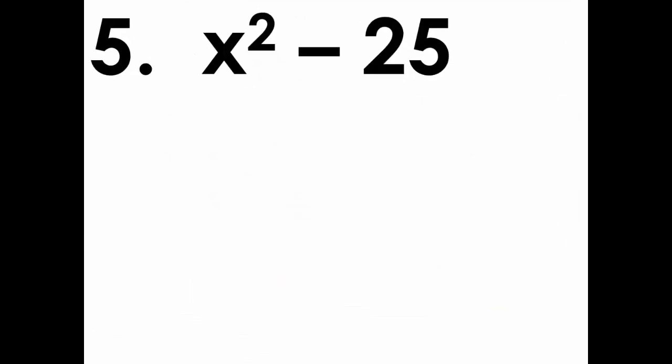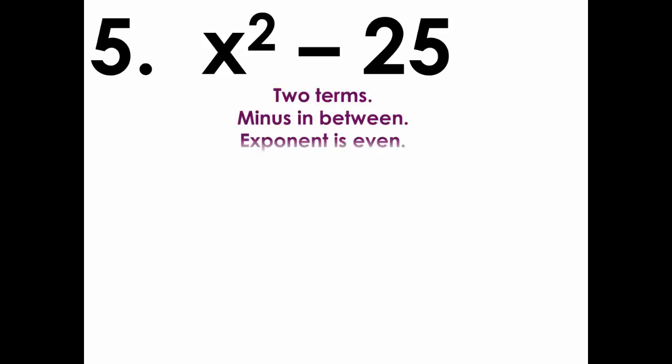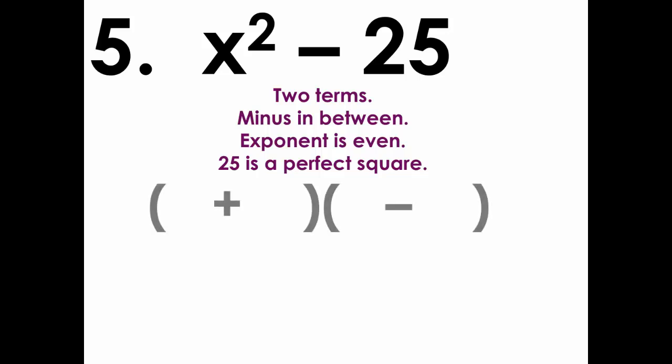So check this one out. Is this a difference of 2 perfect squares? Yes, I have 2 terms, minus is in between, my exponent is even, and 25 is a perfect square. So you set up these 2 parentheses, one's a plus, one's a minus. You chop that x squared in half, and you take the square root of the 25.